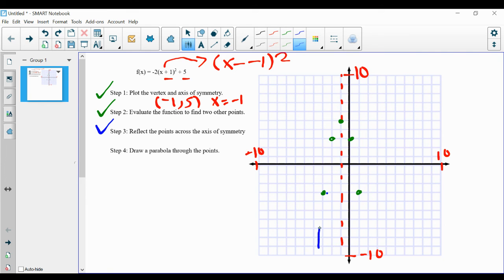Finally, I'm going to draw in my parabola. And there you have it. A parabola drawn based on vertex form.